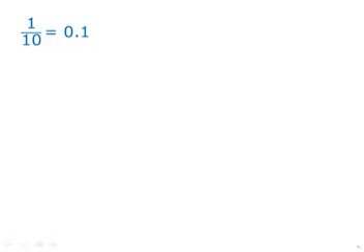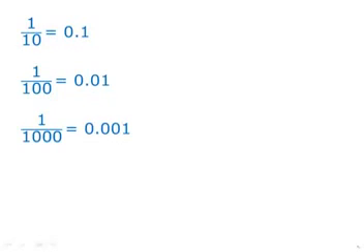1/10 is 0.1. 1/100th is 0.01. 1/1,000th is 0.001. These should be familiar already. But we can use these to get some other fractions.